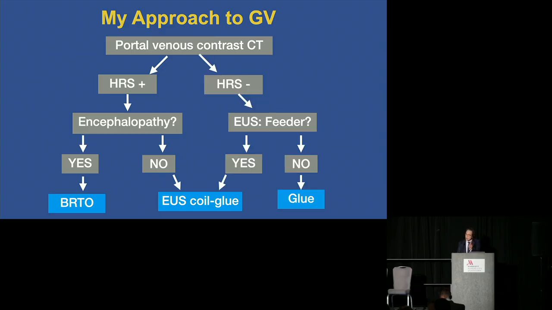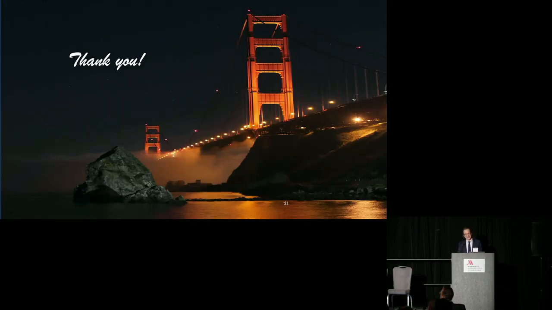Now, if there's no shunt, I will do an EUS looking for the feeder. I always believe we can get the feeder, that saves time, reduces risk of embolization. But sometimes you can't find the feeder, and if you've got lots of ropey serpiginous varices in the stomach, that's just not practical to go under EUS targeting each of these, and then I'll just do that with endoscopic glue injection. Thank you very much.